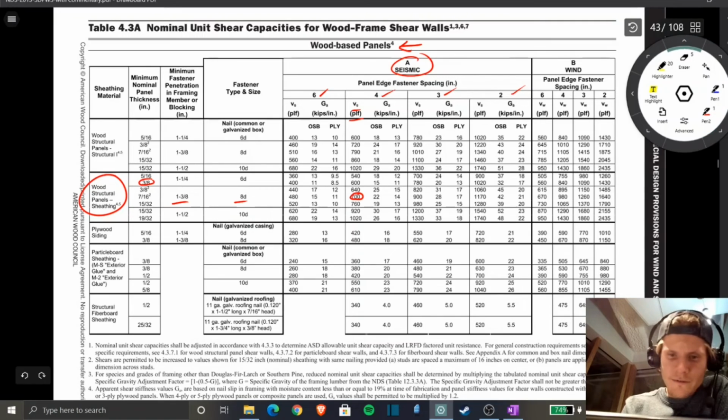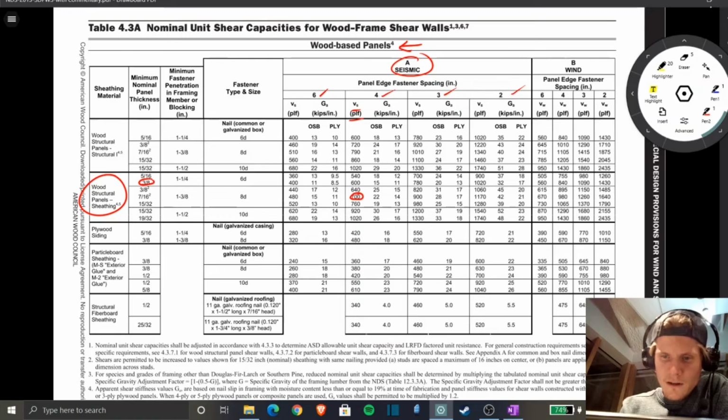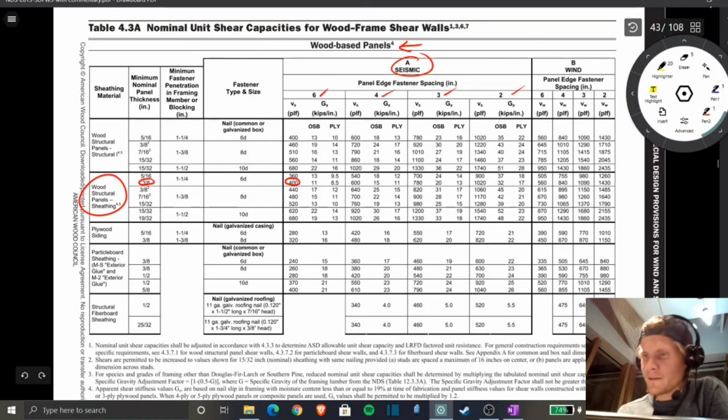And slightly different fastening criteria. You can get away with a 6d nail. Penetration can be a little less. And then we're going to do 4-inch still. Or, you know, we can do 6-inch spacing now. And let's go with, we said 3/8, so right there. Boom. V sub S is going to be 400 PLF.